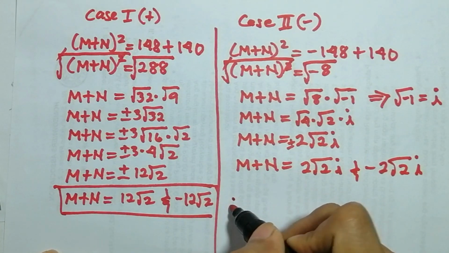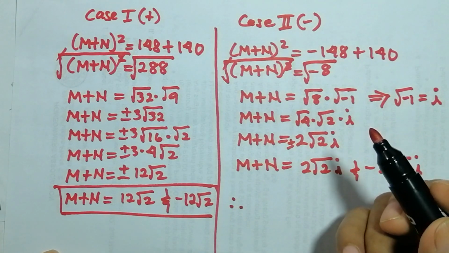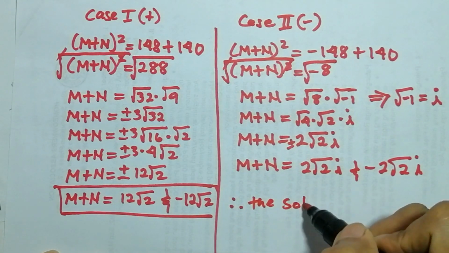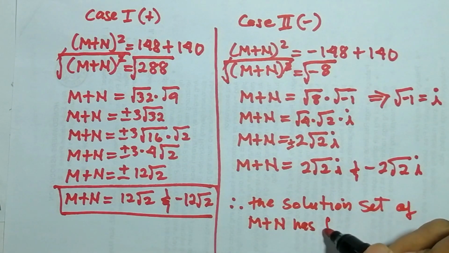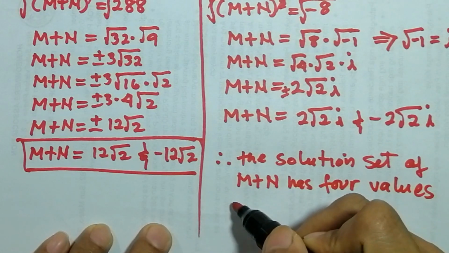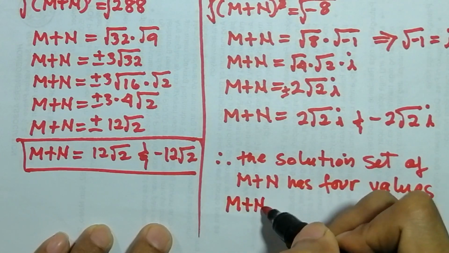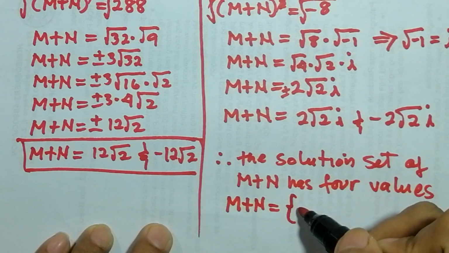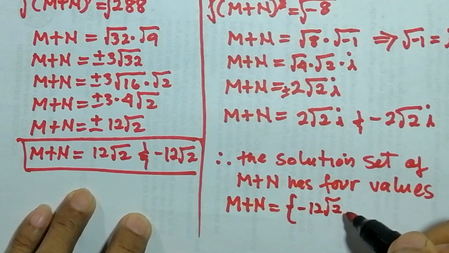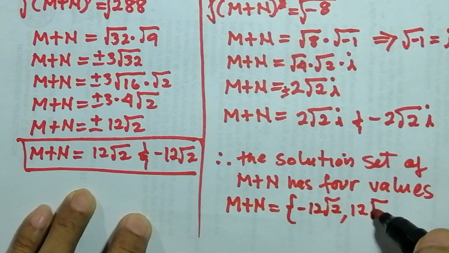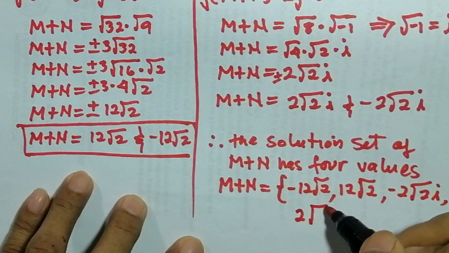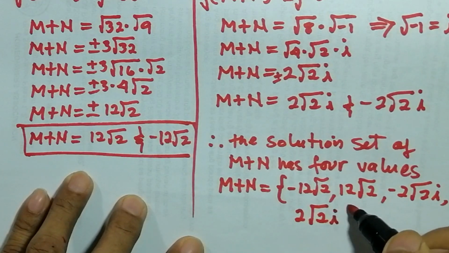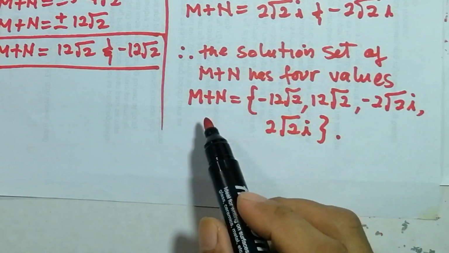Okay, so therefore the solution set of m plus n has four values. These are m plus n is equal to the set of negative 12 square root of 2, positive 12 square root of 2, then negative 2 square root of 2i and 2 square root of 2i. So these are the values of m plus n.